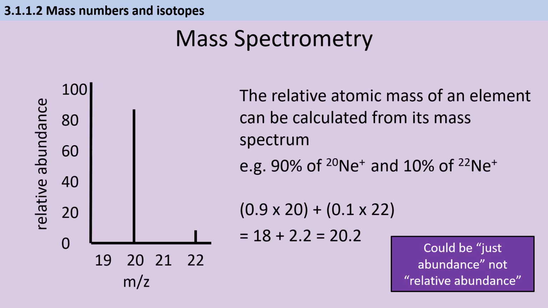Rather than being given numerical data, you could be given a mass spec readout to interpret. Watch out again that these could be abundance values rather than relative abundance values, so they might not add up to 100. But if they are relative abundance values, then you can speed up your calculations by just using decimals rather than using the fraction method.